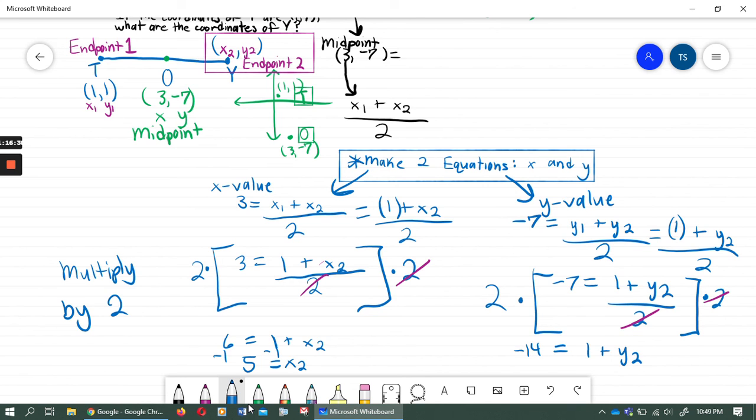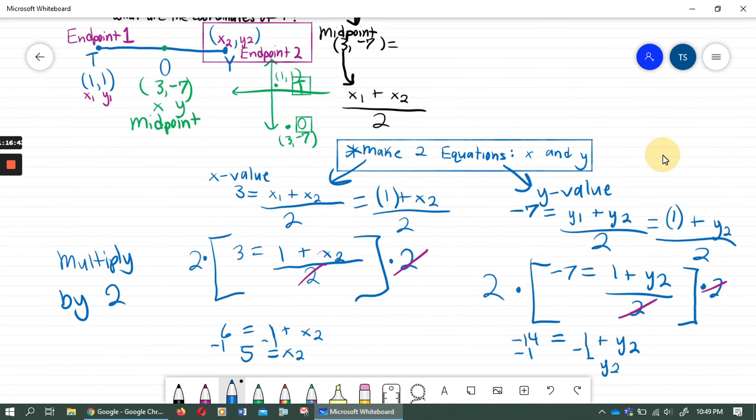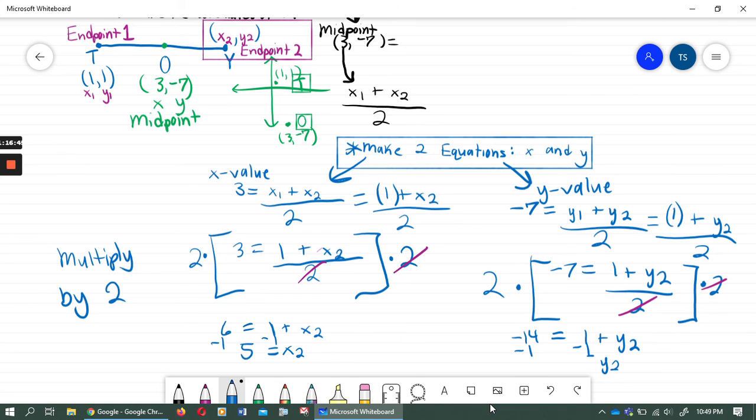Okay? And so there, let's solve by subtracting 1 on both sides. y2, and again, guys, that's not y squared, that's y2 equals -15. So, guys, we have found both the x value and the y value now for our second endpoint, the endpoint they were asking us to find.